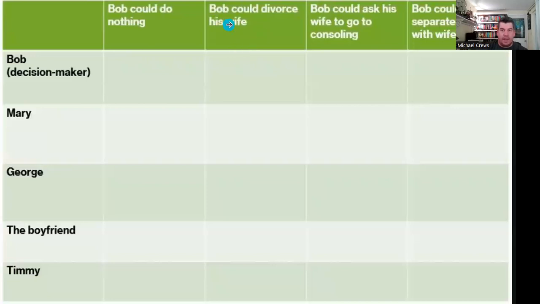He could divorce his wife. He could ask his wife to go to counseling, and he could try separating from his wife. Now, these are reasonable things. I'm not going crazy nuclear options here. People always want to be funny and be like, oh, he could kill his wife. Yes, obviously killing his wife is a decision he can make, but it's not going to be an ethical decision. So there's no point in putting it on there.